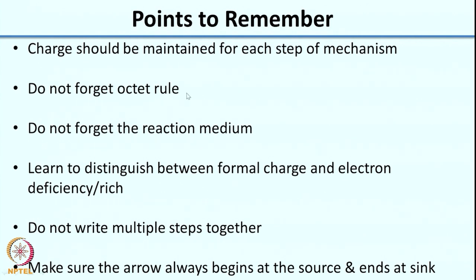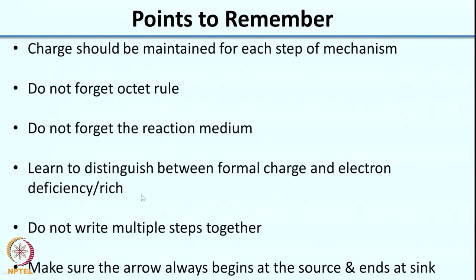The other thing is, do not forget the octet rule. That's very basic. So you cannot have more than the allowed number of bonds at a particular atom. Do not forget the reaction medium. As I told you, acidic medium will not have OH minus and basic medium will not have H plus.